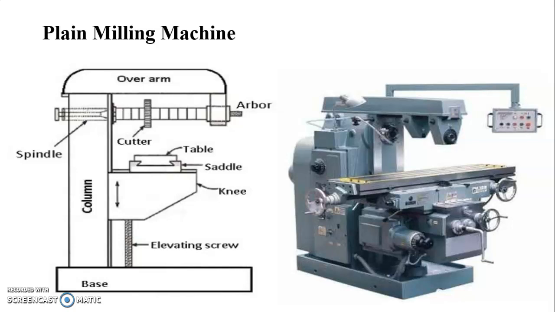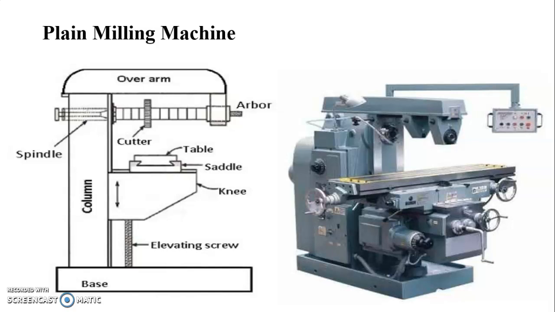The next part, that is the overarm, which is provided at the top of the machine. The overarm is mounted on the top of the column. It supports the overhanging arbor through the yoke. And the next part, that is the arbor. It is the extension of the spindle over which milling cutters can be mounted. The distance between cutters can be adjusted by using a spacing collar.